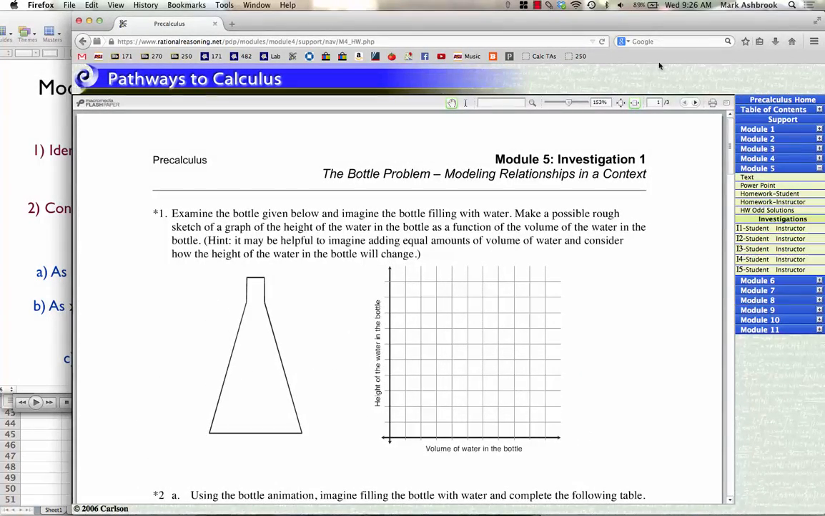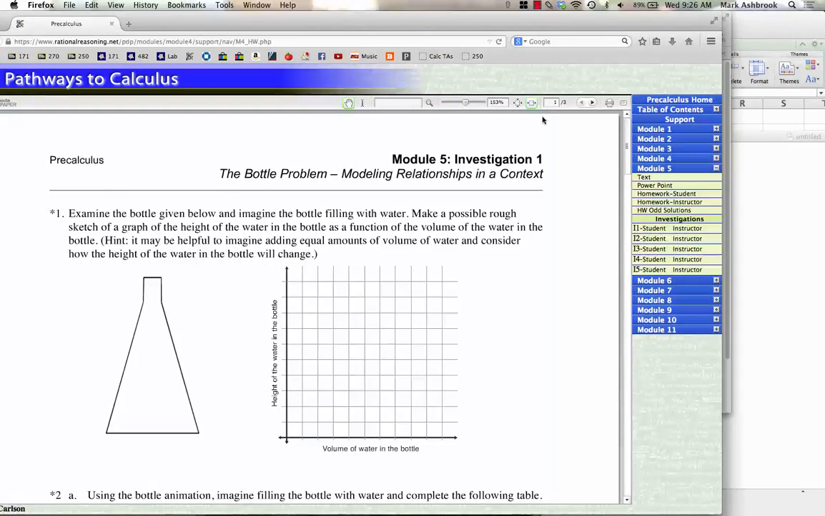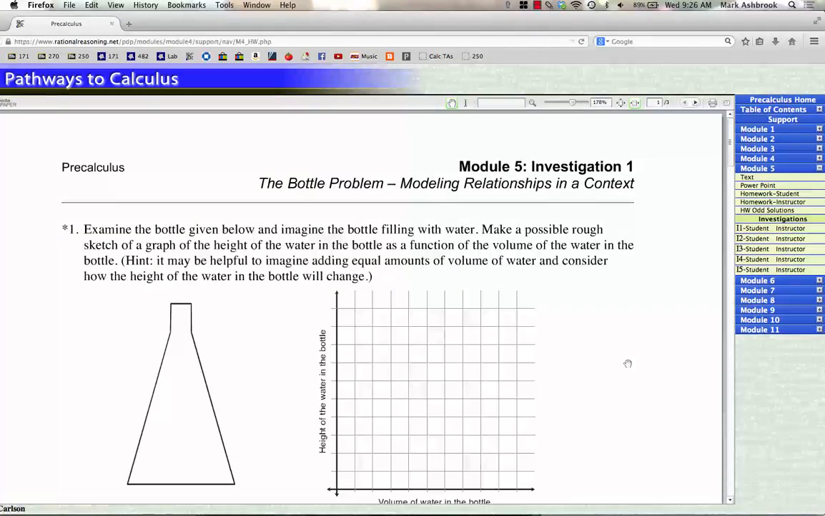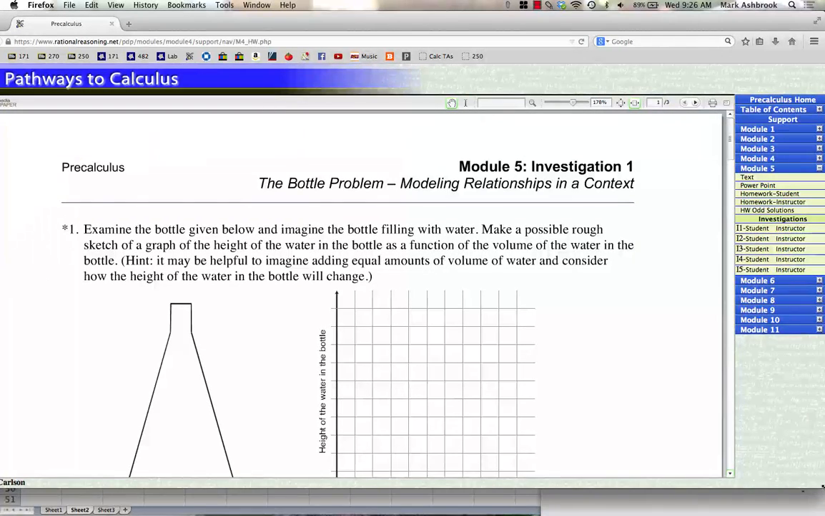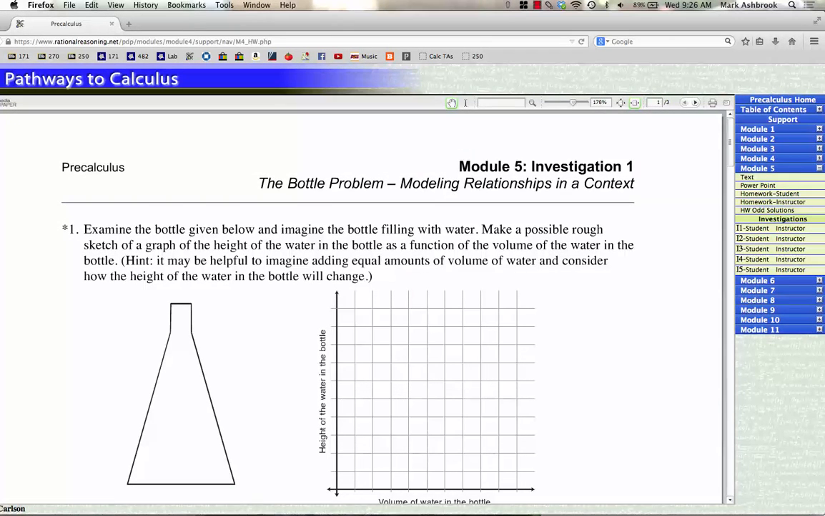Okay, we're going to do number 1 together, and we're going to apply this process that I just described. So it says, examine the given bottle below and imagine the bottle filling with water. Make a possible rough sketch of the graph of the height of the water in the bottle as a function of the volume of water in the bottle. Okay, so first question we ask is, what's the independent quantity and what's the dependent quantity? So we want the height of water in the bottle as a function of the volume of water in the bottle. What's the independent quantity in this case?